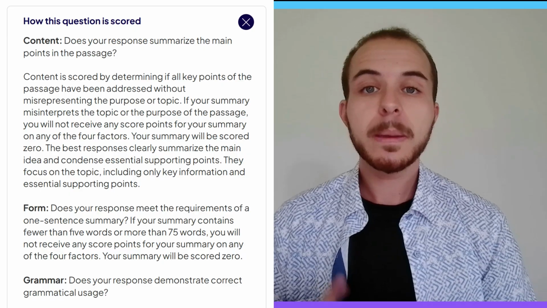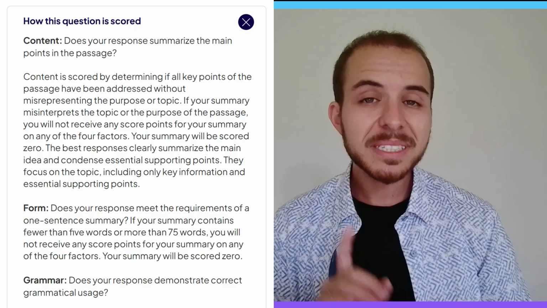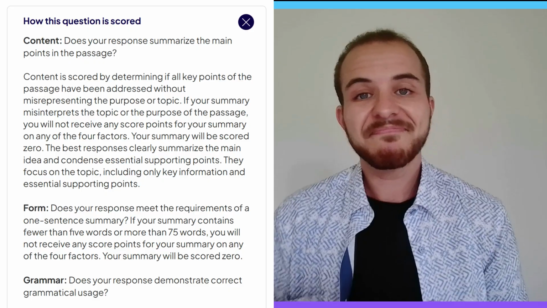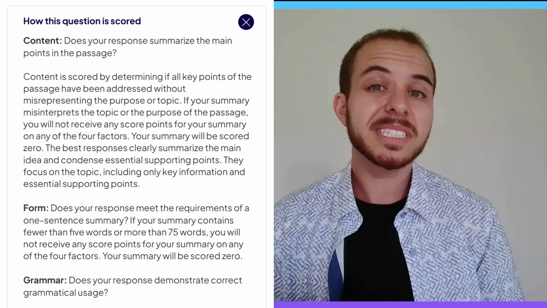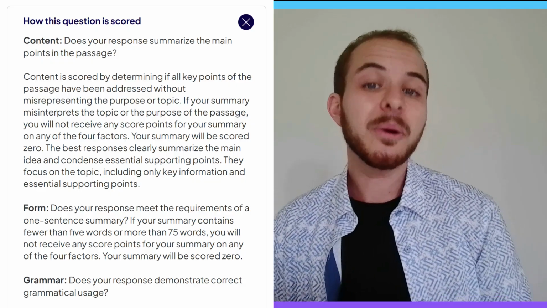Now, it's really important to note that in this part of the exam, summarize a written text, they are scoring you on a few things. But if you misrepresent the text, you will get a 0 for this section. So it's quite important that we first understand what they are trying to prove and how we can summarize that. So don't misrepresent the text.